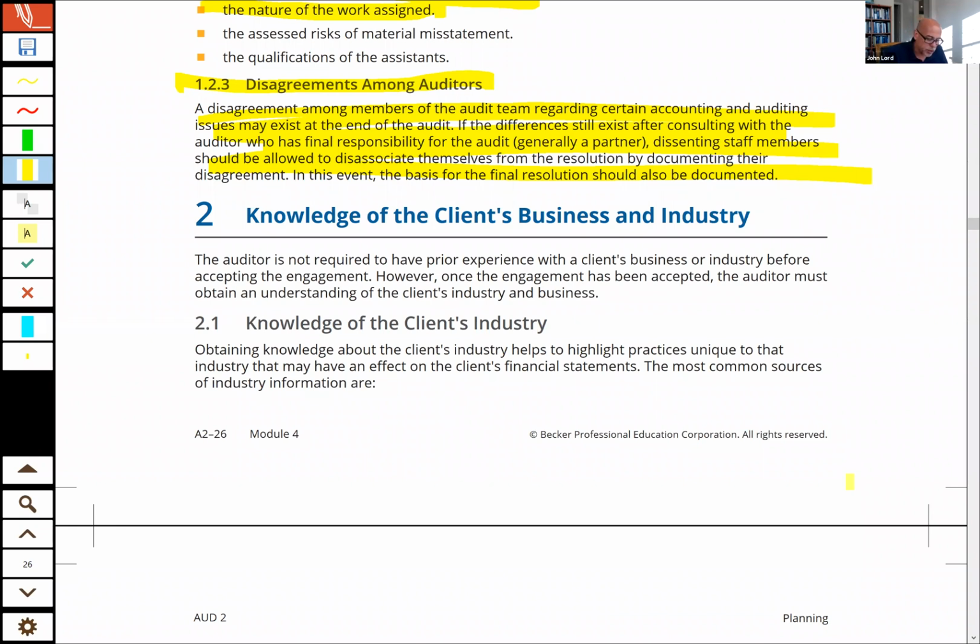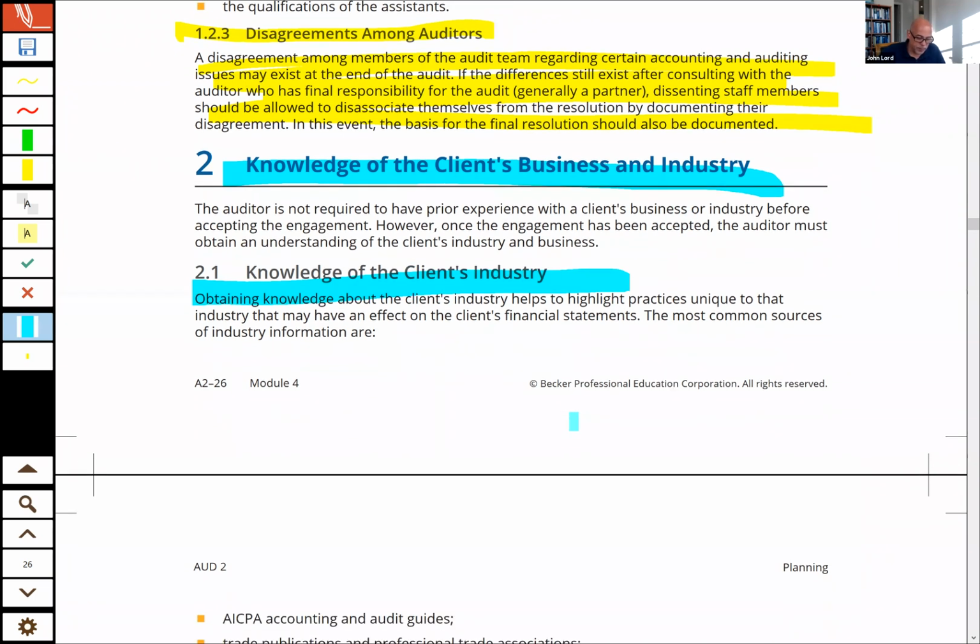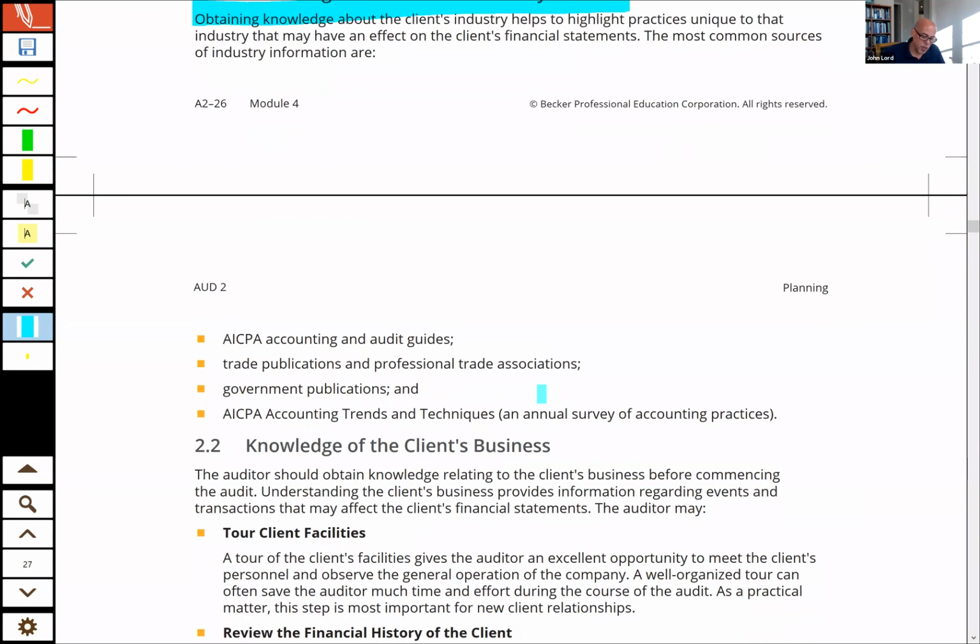All right. Just going quickly, knowledge about the client's business and industry. Very high level stuff here. Knowledge about the industry. Knowledge about the client's business. Now, the key thing to remember here, I'm not even asking you to make a flashcard about this, is that you can obtain knowledge of the industry of the client's business after acceptance. We are after acceptance discussion now, and that's a little counterintuitive.